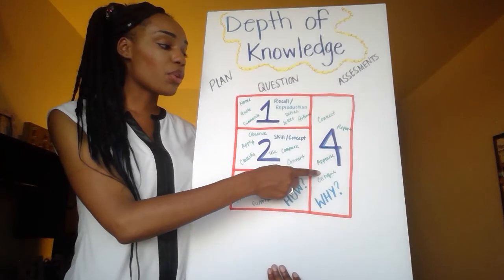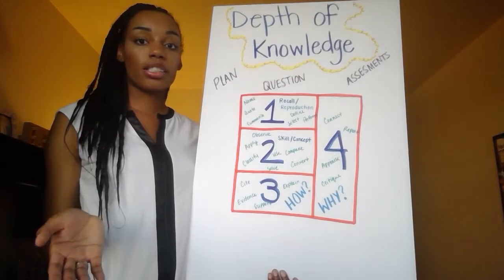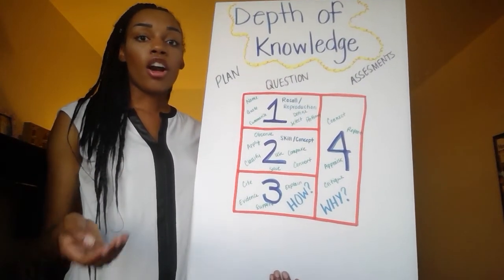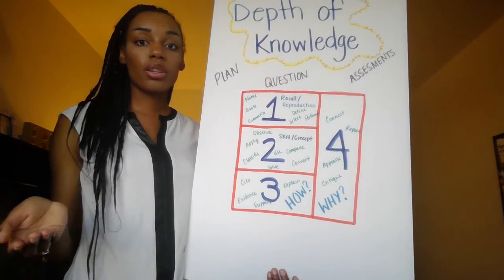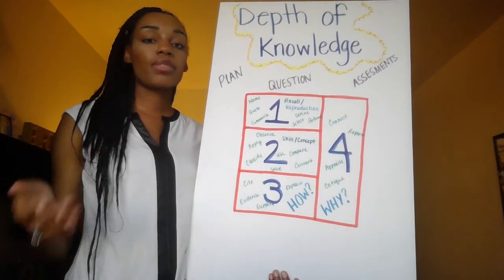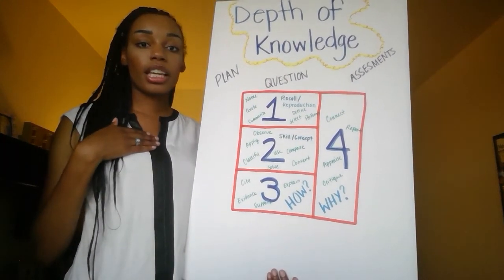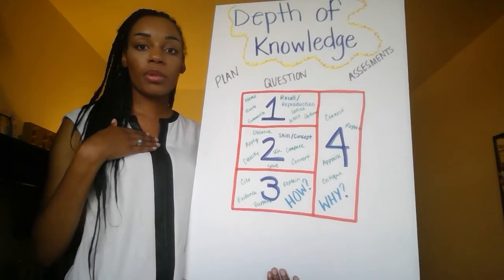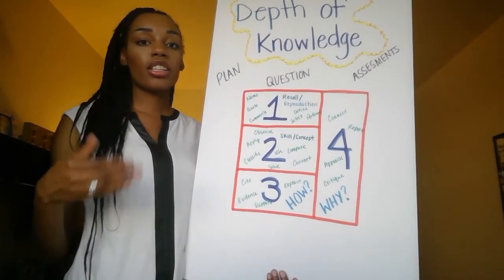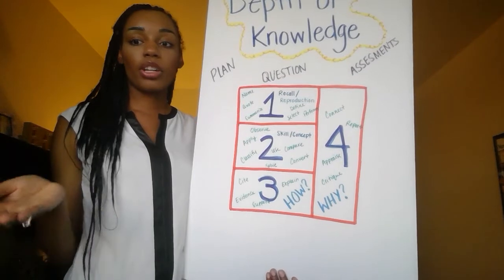And then level 4 would be going beyond the text. So they could say something like, oh, well, because Noah was so good and God saved him and his family, that tells me that I need to be good in my classroom, at home. So it's making those connections beyond where they are.